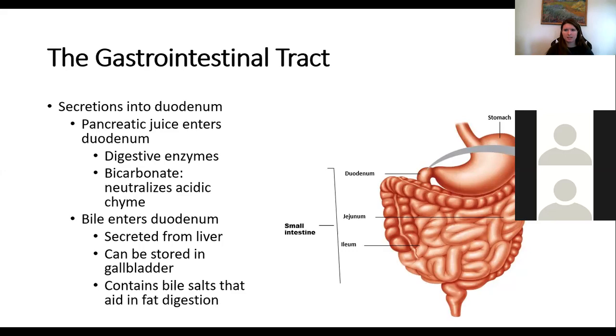We don't want to keep it acidic. That's really the job of the stomach. So pancreatic juice getting squirted into the duodenum has digestive enzymes for breaking stuff down. It also has bicarbonate to bring that pH back up to something more reasonable. Bile is also entering the duodenum. So the duct that squirts pancreatic juice in combines with a duct coming from your liver and gallbladder, which squirts bile into the duodenum. Bile salts, mostly their job is to help you digest fats.